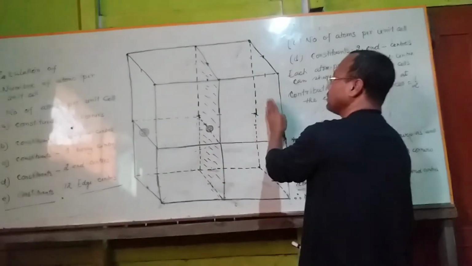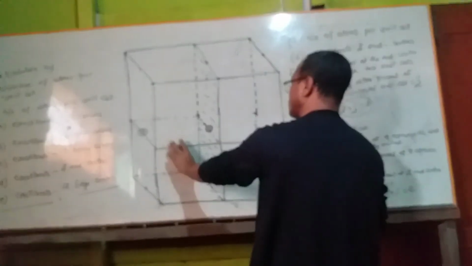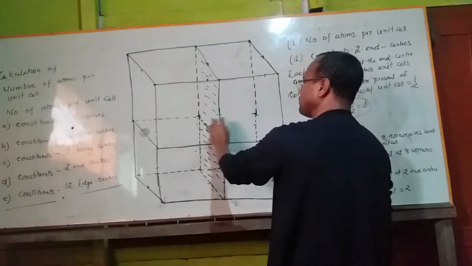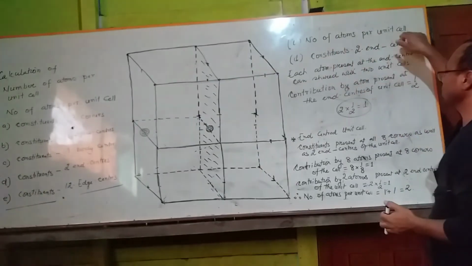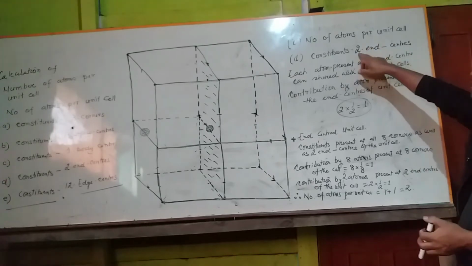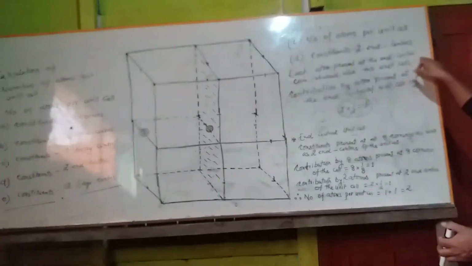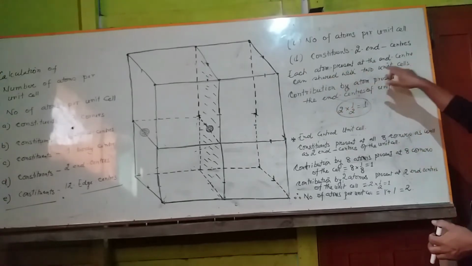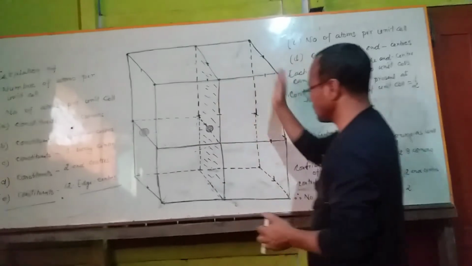Now, the constituents are present at the end center. So how many unit cells can share? One unit cell is here, another unit cell is here. Only 2 unit cells can share. So I mention here the number of atoms per unit cell where the constituents are present at the end center. How many end centers? 2 end centers. Each atom present at the end center can be shared with 2 unit cells. One is on this side, another is on this side.